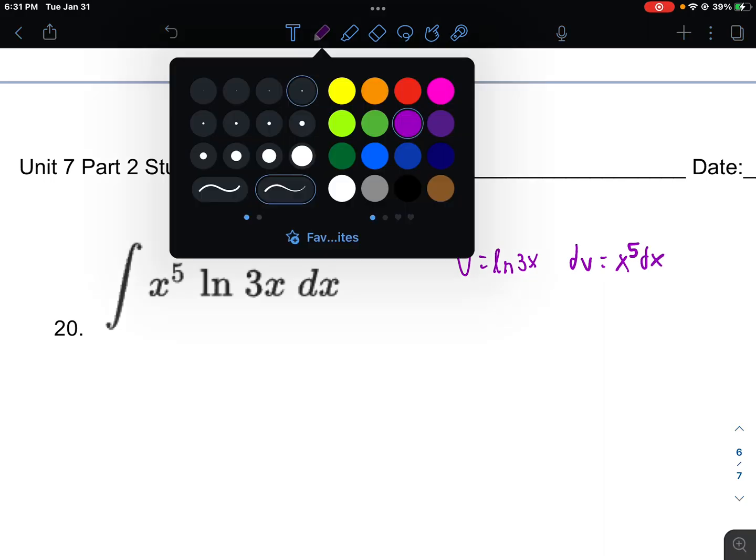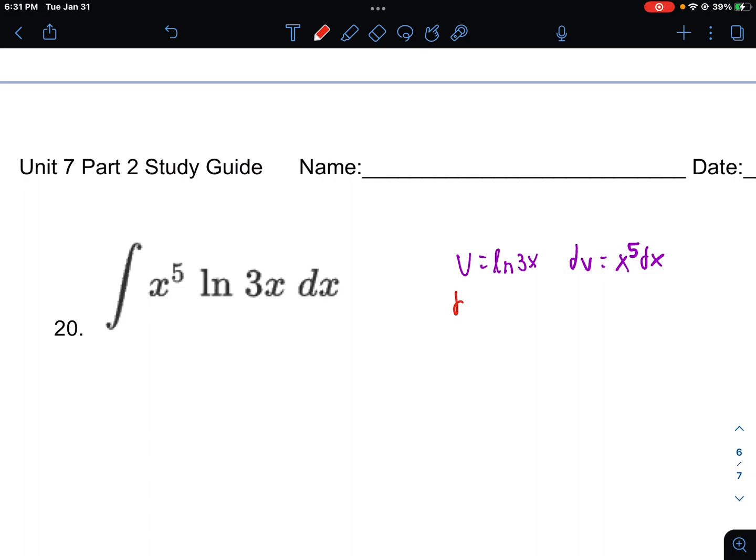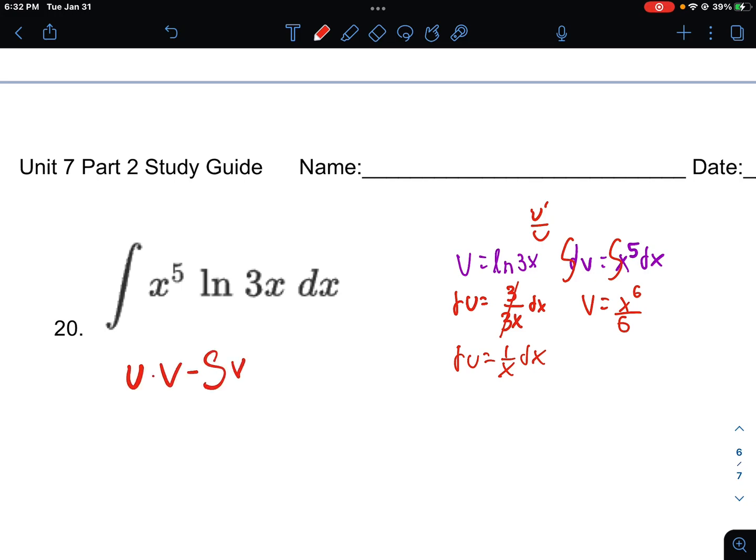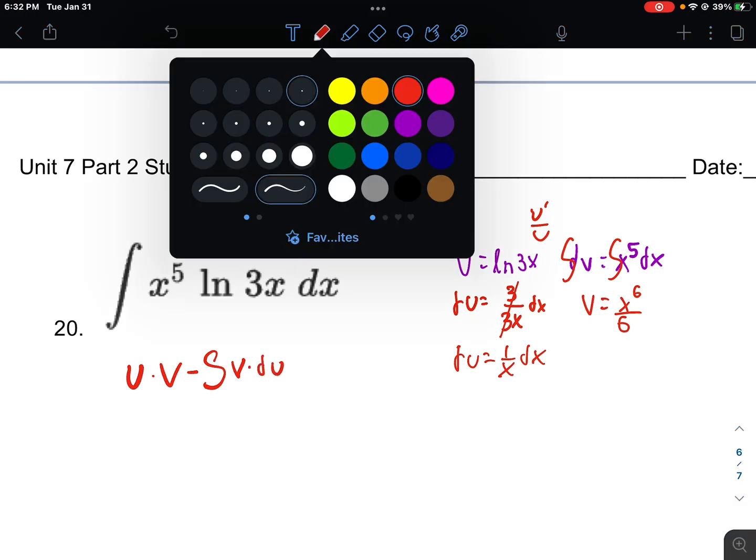We take the derivative of both sides, and we get du equals u prime over u, which gives us 3 over 3x dx. On the other side, we integrate and get v equals x to the 6th over 6. On the left-hand side, these 3's cancel, and we're left with du equals 1 over x dx. With integration by parts, we want u times v minus the integral of v du. So let's plug everything in.